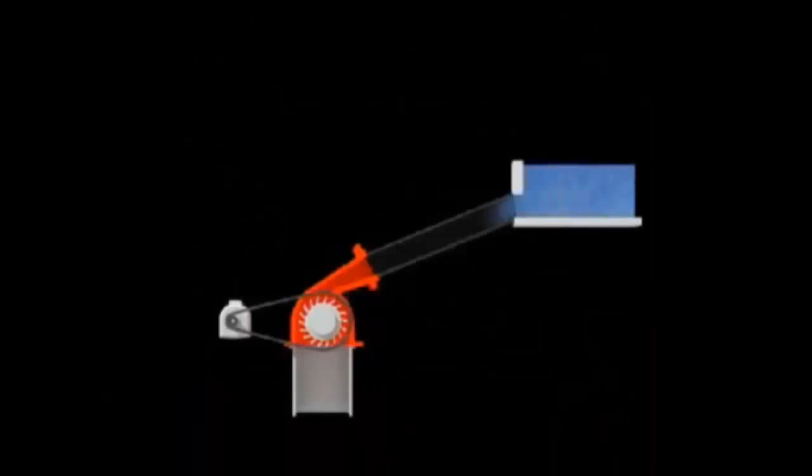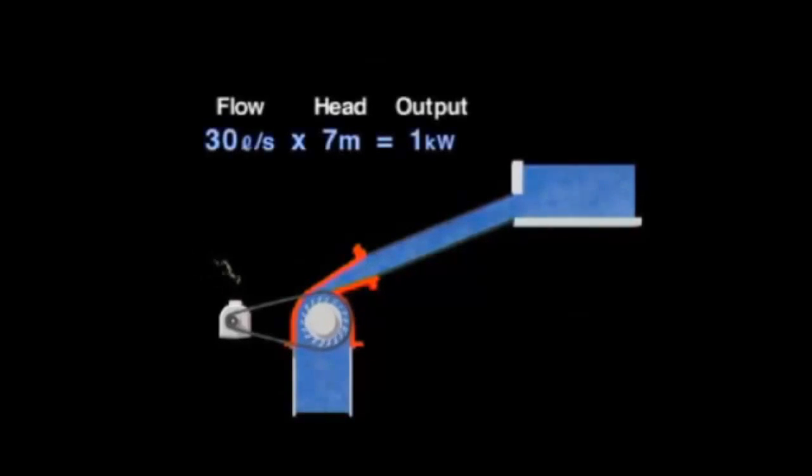A generator's output is decided by the flow, which is the volume of water, and the head, which is the distance of the drop. With the flow of 30 liters per second and the head of 7 meters, this power plant has the output of 1 kilowatt. It's enough electricity for 10 television sets.